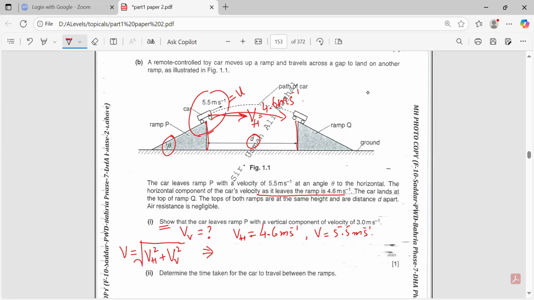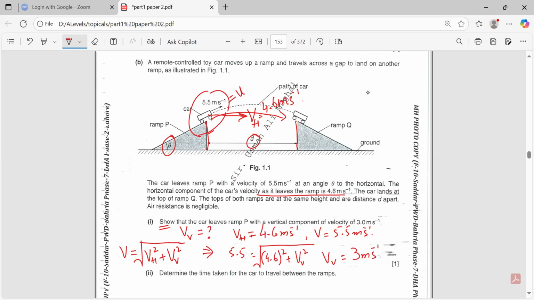So how is this going to be done for the vertical component? First of all, V is given to us as 5.5, which equals the square root of VH, given as 4.6, squared, plus V vertical squared, which is to be found, right? So we take the square on both sides, and 4.6 squared will be subtracted from the other side. Finally, we will reach the vertical component of the velocity, which will be equal to 3 meters per second.